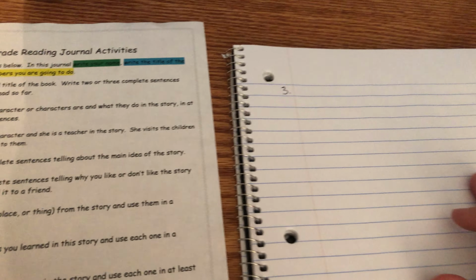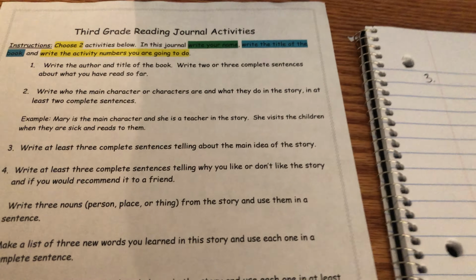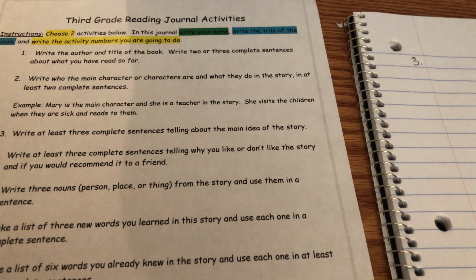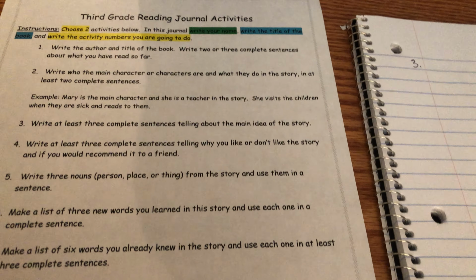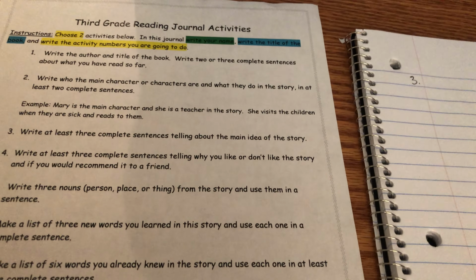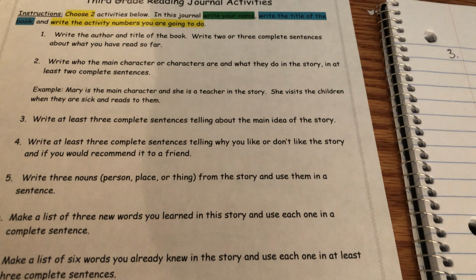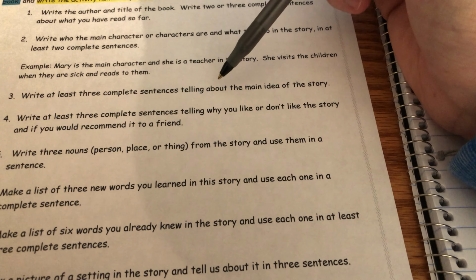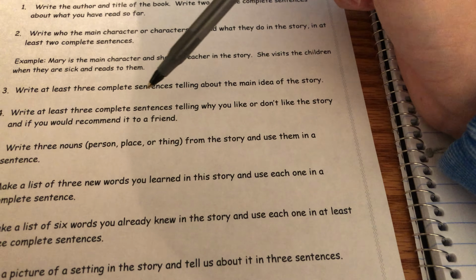So don't forget, this is all going back to your book that you have been reading for your reading log. Number 3, let's do number 3 together. If I'm going too fast, please remember you can stop the video or go back to something that I have said earlier. So I'm going to do my best to go at a good pace for all of you to follow along if you need help with this. So let's look at number 3. It says, write at least 3 complete sentences telling about the main idea of the story.